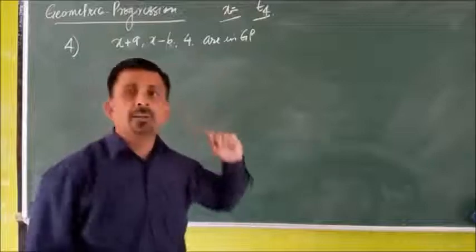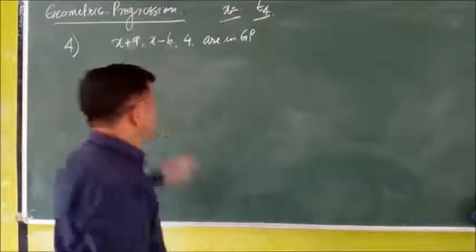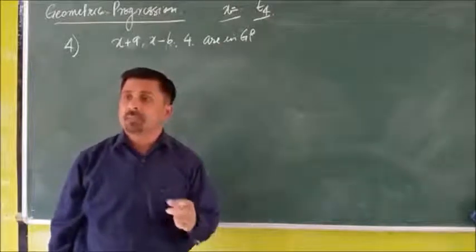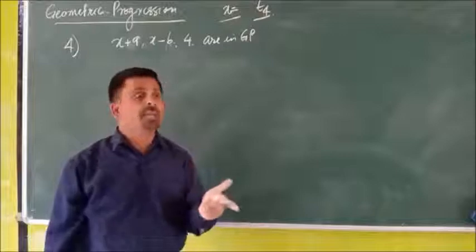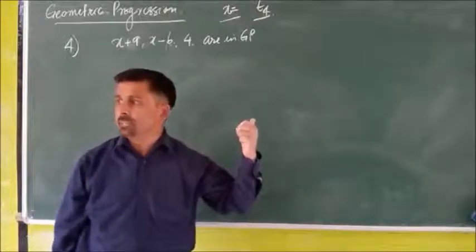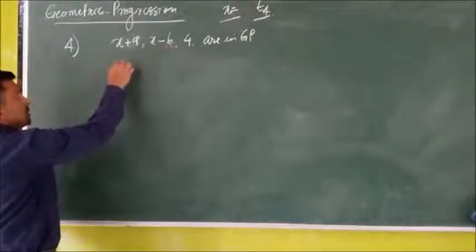First we are going to focus on the first part, that is, the value of x. These three terms are in GP. It means the ratio of the consecutive terms will be the same. We will use this concept and calculate the value of x. Because the three terms are in GP, the ratio has to be common.